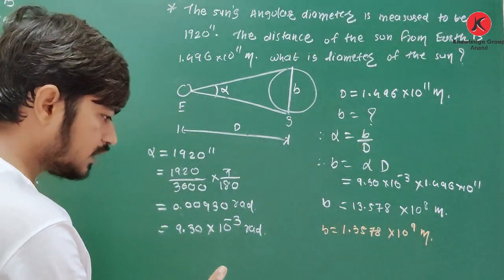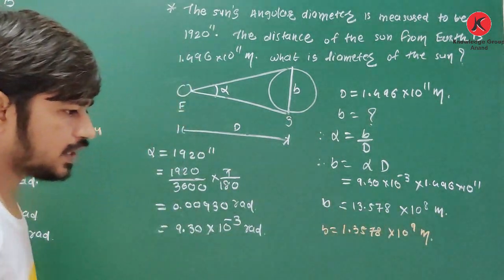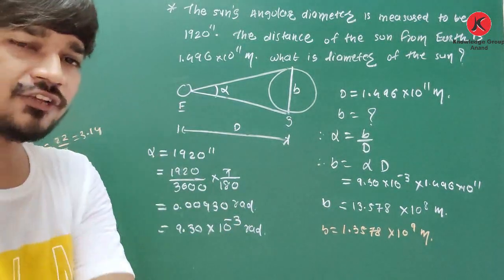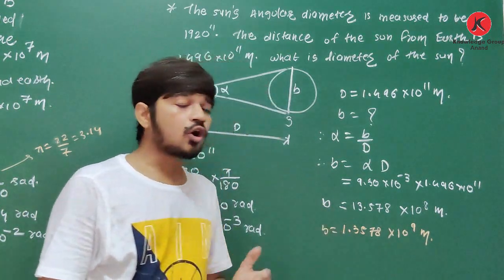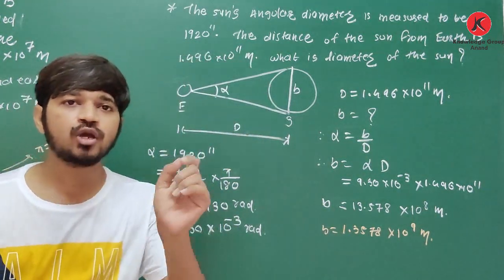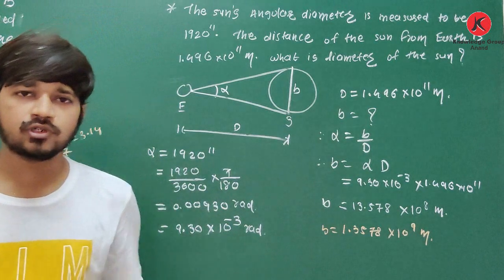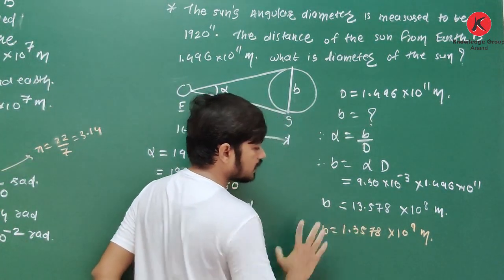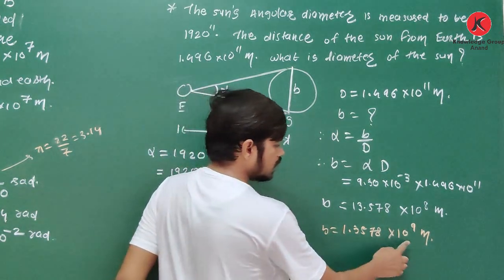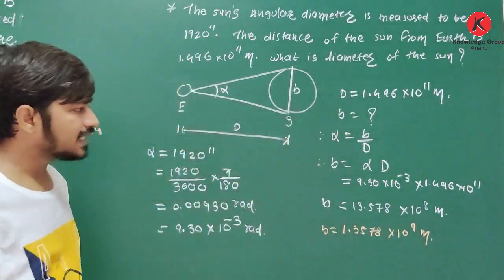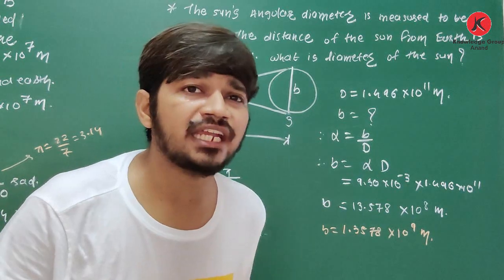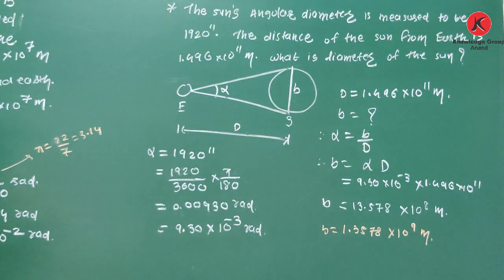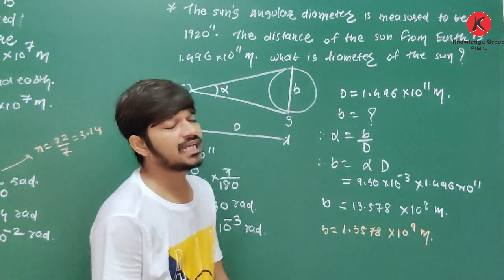If you are moving to the right-hand side of the decimal point, you have to decrease the power. And if you are moving to the left-hand side, you have to increase the power. The order of increase and decrease is the number of steps you have moved. Clear about this? Here, the decimal point is moved one step to the left, so you have to increase the power by one. That is, 10 raised to 8 you have to write as 10 raised to 9 meter. Clear about this? So yes, these were the two questions based on the parallax method.